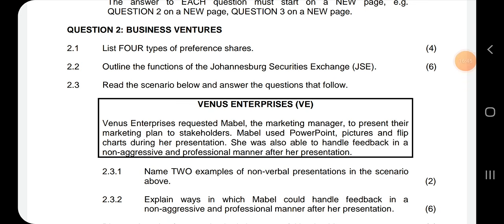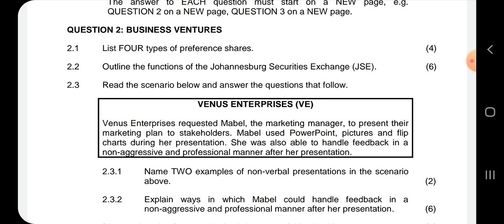All right, let's look at 2.3. Read the scenario below and answer the questions that follow. Venus Enterprise requested Mabel, the marketing manager, to present their marketing plan to stakeholders. Mabel used PowerPoint pictures and flip charts during her presentation. She was also able to handle feedback in a non-aggressive and professional manner after her presentation. Name 2 examples of non-verbal presentation in the scenario.